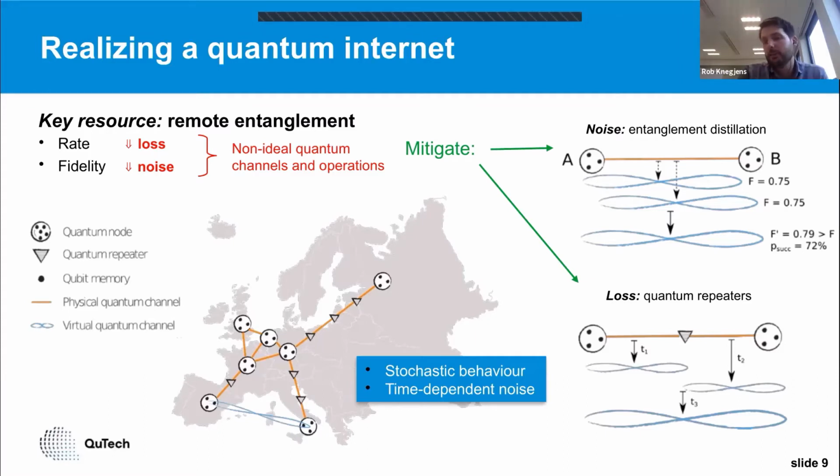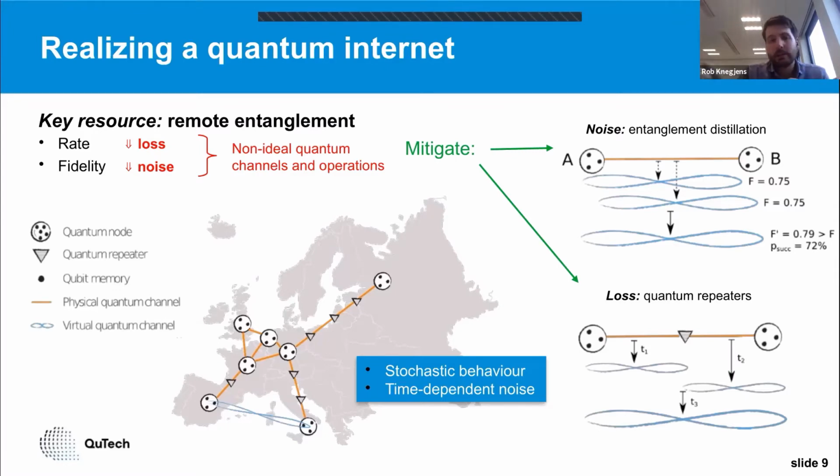And one way is a protocol called entanglement distillation. So if two nodes can generate one entangled pair between them of insufficient quality, in this example here, 75% fidelity, then they could repeat that process and generate two pairs that they hold in memory and apply a distillation protocol to probabilistically enhance that fidelity with some probability.